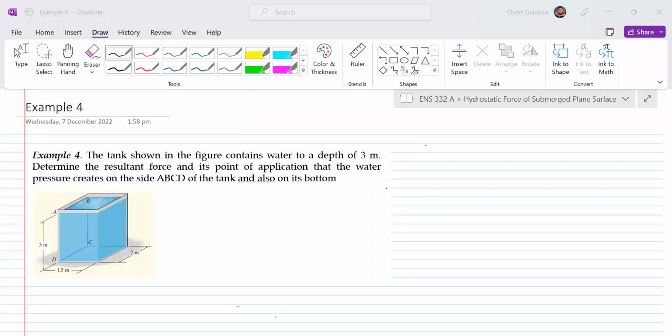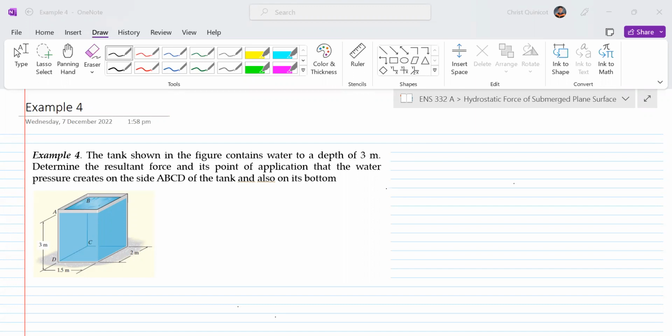Example 4. The tank in the figure contains water to a depth of 3 meters. Determine the resultant force and its point of application that the water pressure creates on the sides A, B, C, D of the tank and also on its bottom.